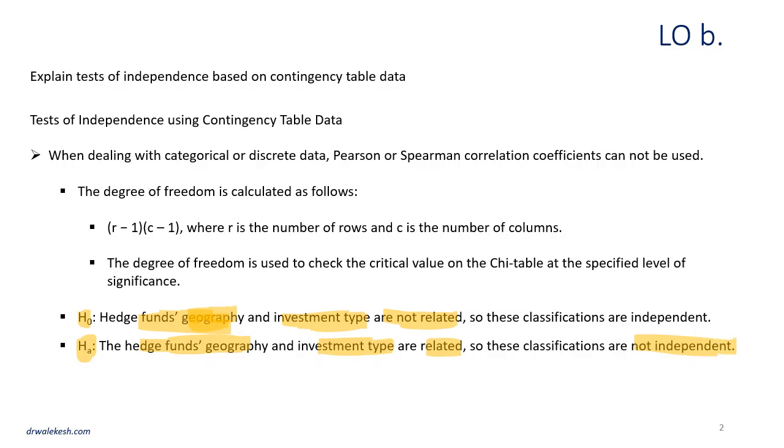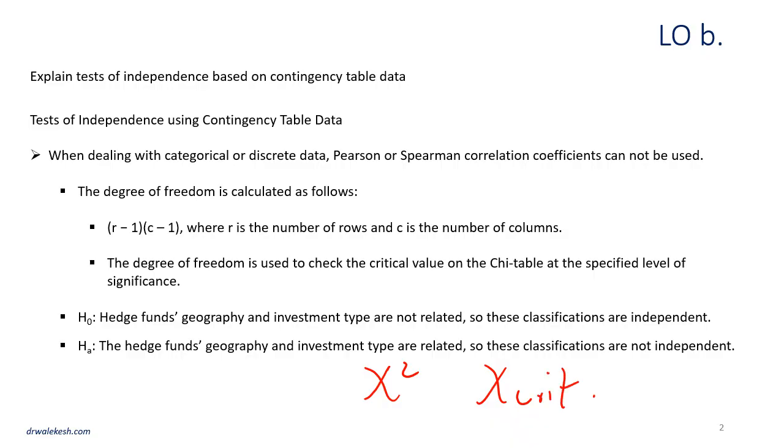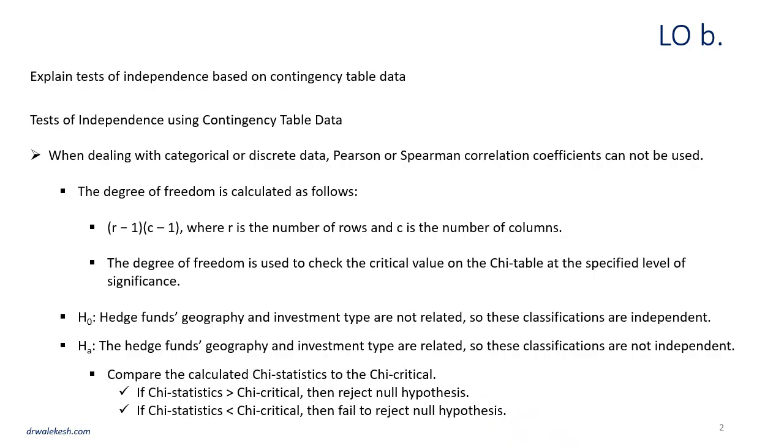So once you are done with calculating your chi-square statistic, then you compare it to your chi-square critical. So if chi-square statistic is greater than chi-square critical, then you reject your null. If chi-square statistic is less than chi-square critical, then you fail to reject your null.